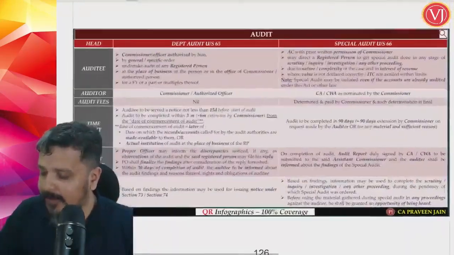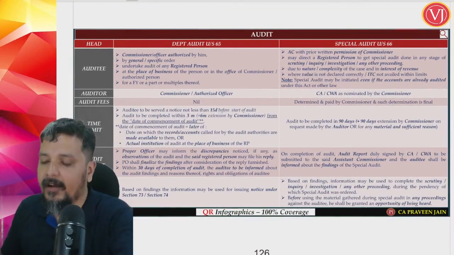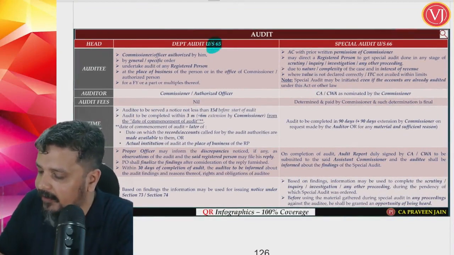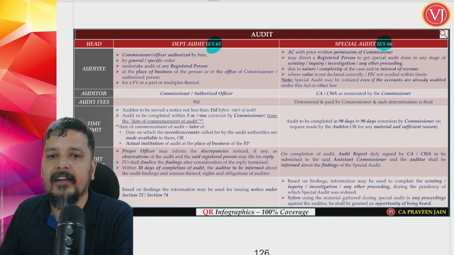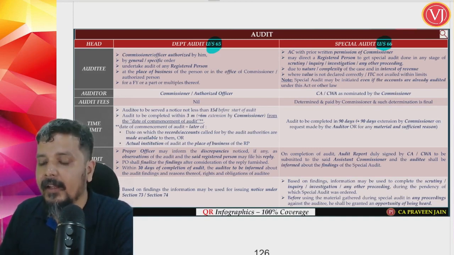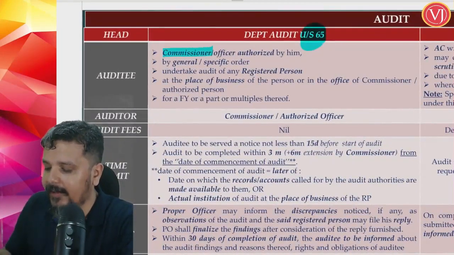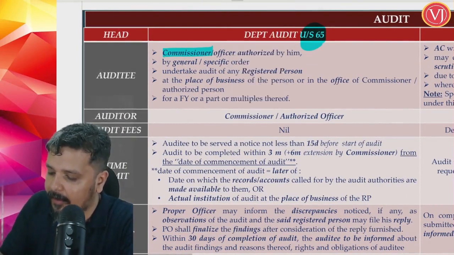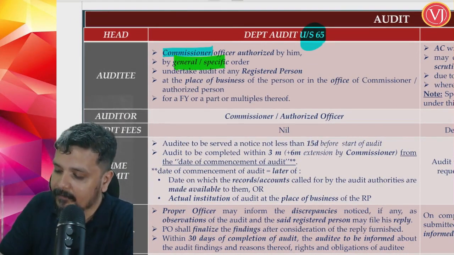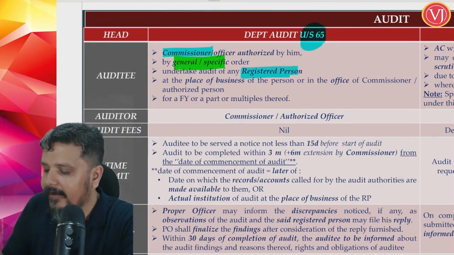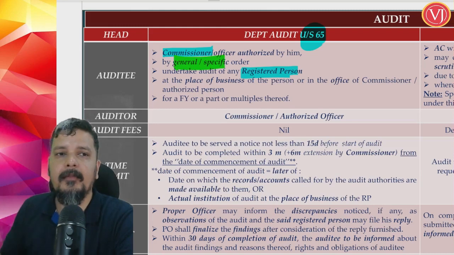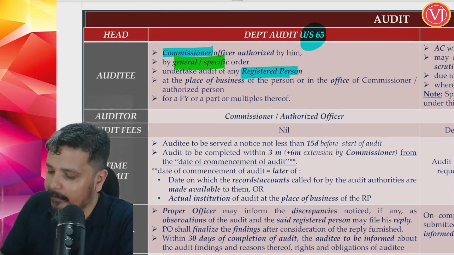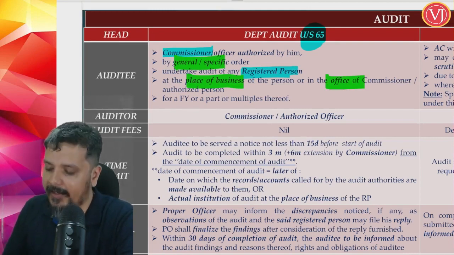Now when you talk about your audit, there are two types of audit that you have. First we'll take the wider term, which is your audit: Section 65 audit, departmental audit, and Section 66 special audit. Now what has started recently in all parts of India is Section 65 general audit. Now, why will Section 65 general audit come into picture? Commissioner or any officer authorized by the commissioner, either by way of general order or specific order, can ask the officer to do audit of a registered person, either at his premises or call him at your premises, which means call him in the department, either at his premises or at the office of the commissioner or the authorized person.